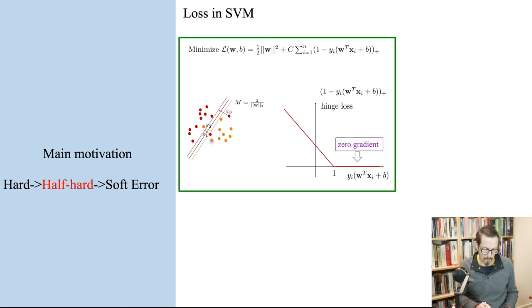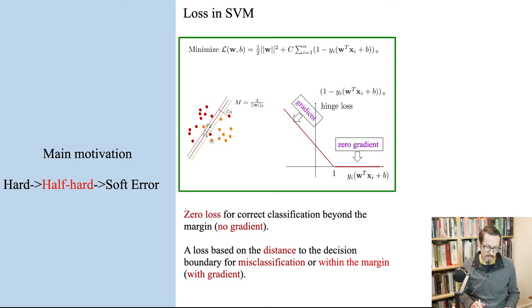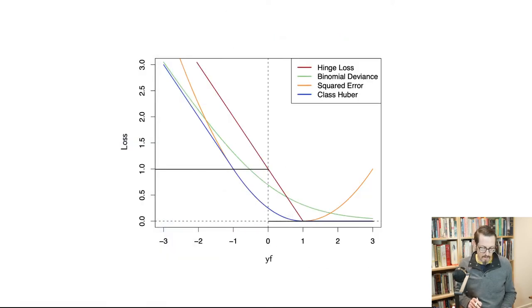Okay, so it has a gradient for everything that is less than one, zero elsewhere, so we can use gradient descent. It is convex, so we can use gradient descent. And everything is very happy, right? Here they are all together.